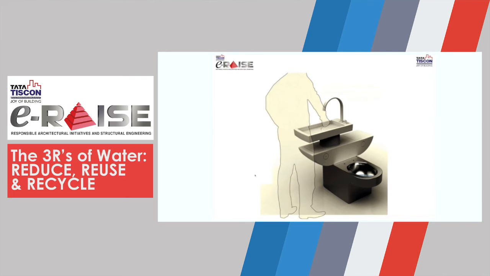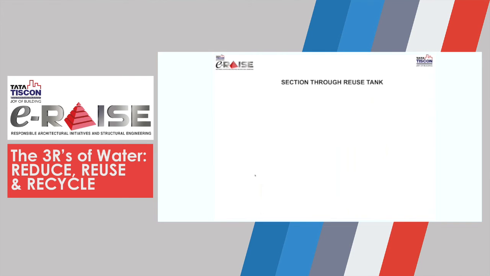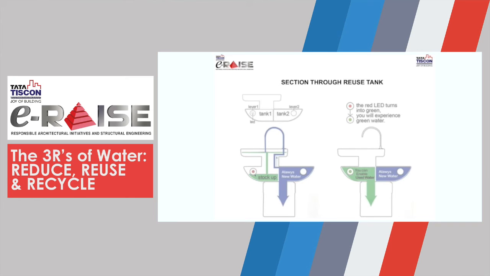So does it look like it's just a concept, an idea? But no, it is entirely possible to do this. If you take a section through this reuse tank, we have two parts to it. One part is where you wash your hand and the water collects. But if you run out of water from hand wash, there is another part which will always have fresh water. So when you're flushing, you're not waiting to wash your hands.